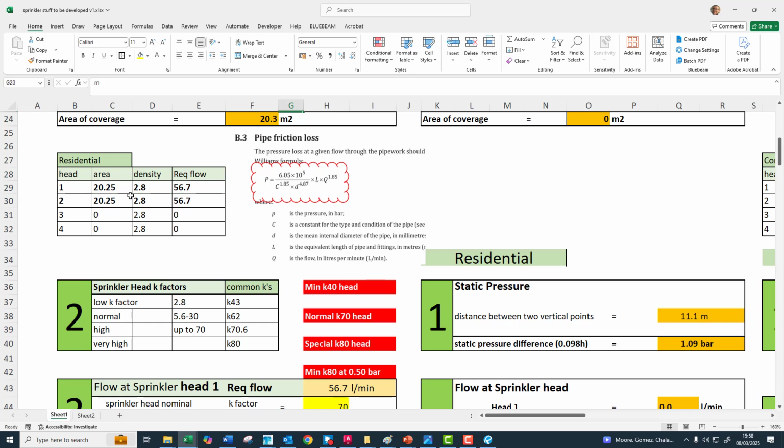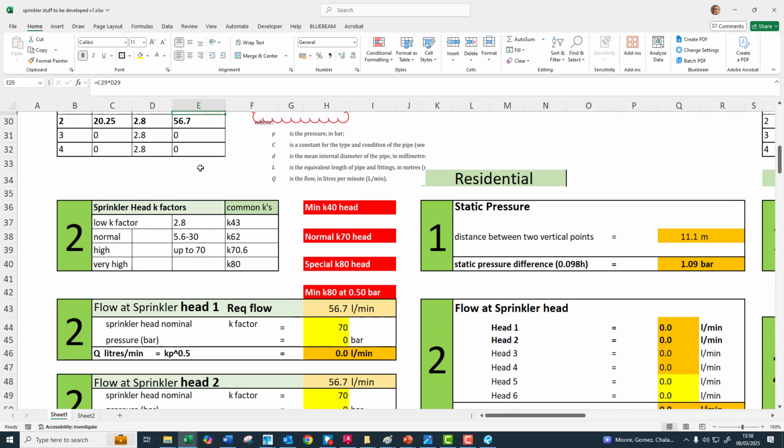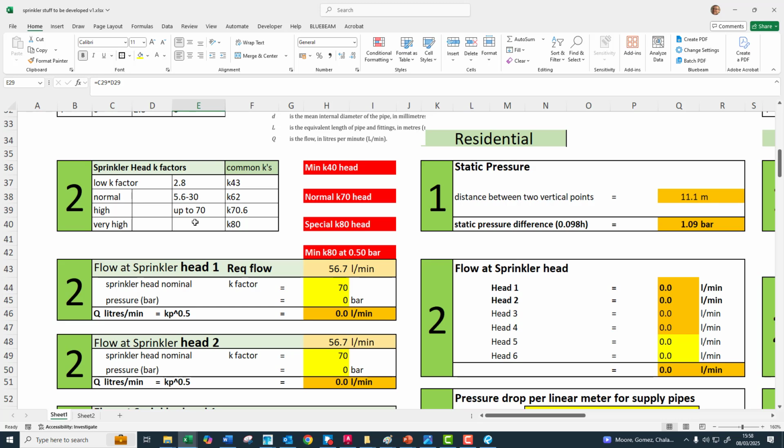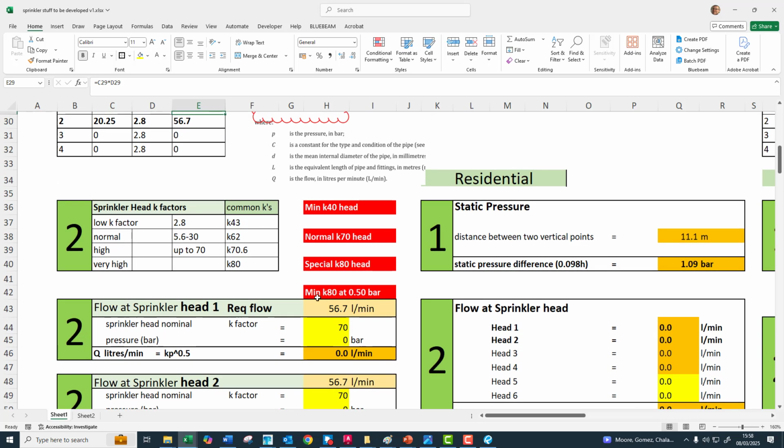The required flow through the sprinkler head is 56.7 litres a minute, and that's what should have been on there, but it wasn't. But that's exactly what it is. So what we've now got to do is, with a minimum of 0.5 of a bar, that's the least pressure any sprinkler head can experience in a 9251 compliant sprinkler system. What's really odd is 12845 only requires 0.35 of a bar, but we're not looking at that one.